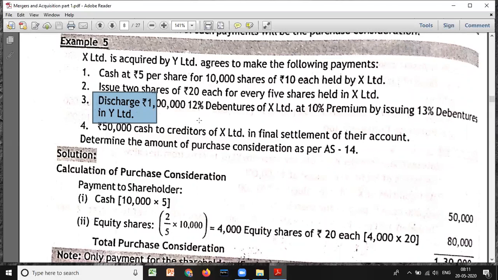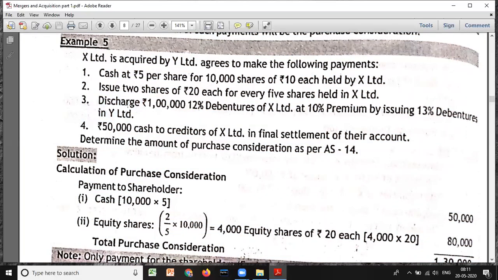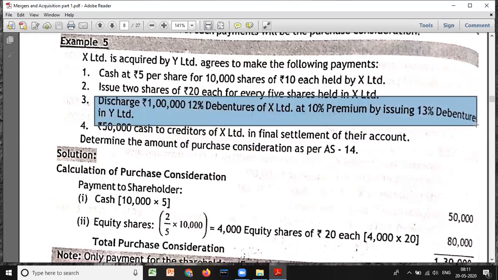Now please keep in mind, whenever the takeover items are debentures or creditors, you should not take them under PC. This is very, very important. And to repeat, for discharge of liabilities we'll pass a separate journal entry. That should not be taken under PC.